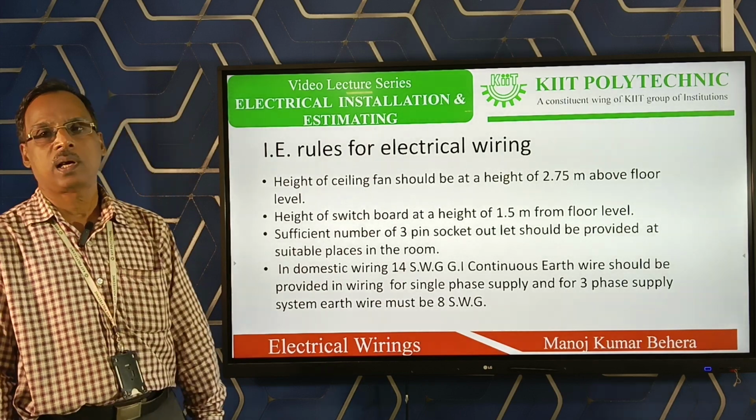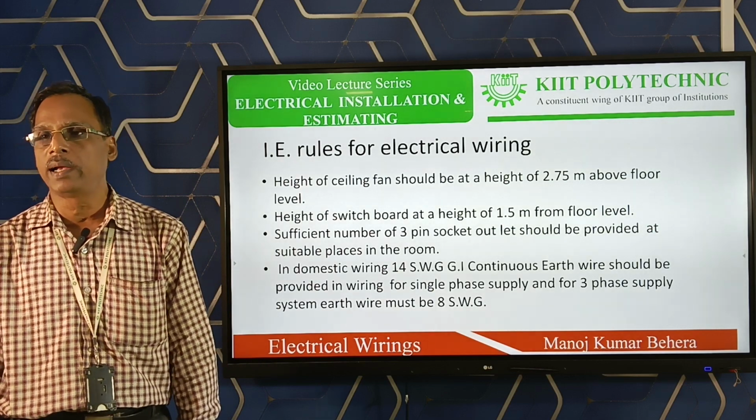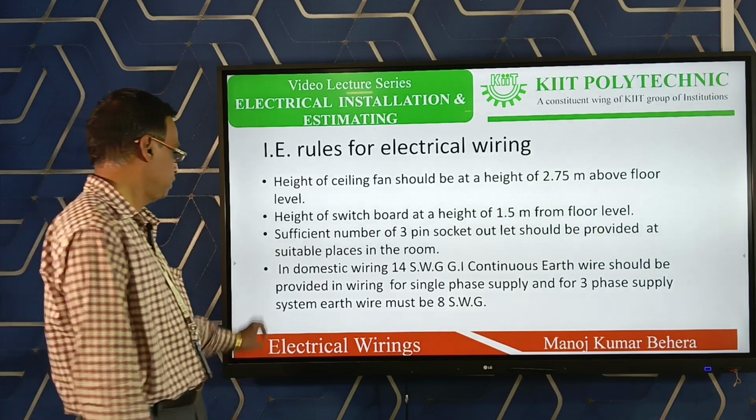Generally each house should be provided with proper earthing. The earthing wire should be 8 standard wire gauge. It may be copper or aluminum.